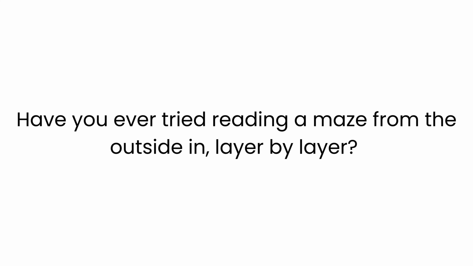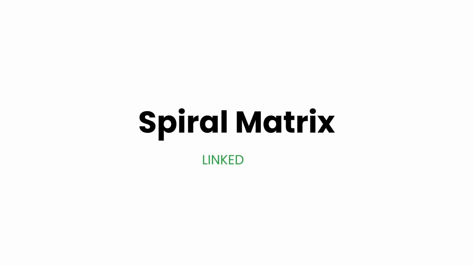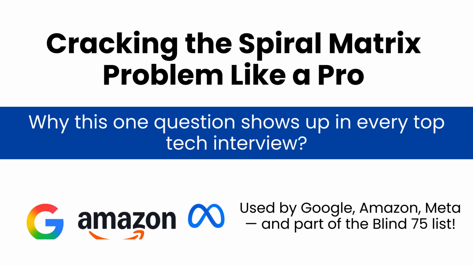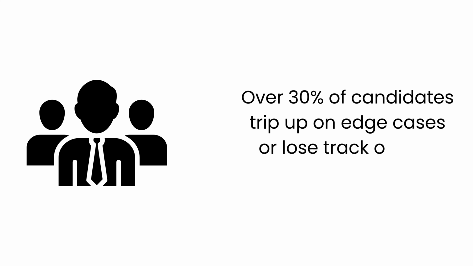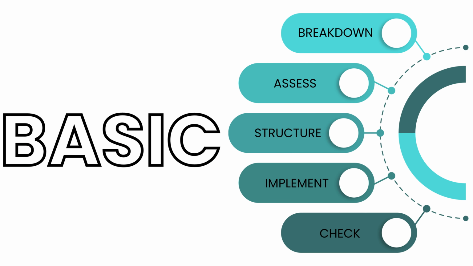Have you ever tried reading a maze from the outside in, layer by layer? Spiral Matrix is a Pattern Mastery 100 classic and a frequent test at Google, Meta, and Amazon. Over 30% of candidates trip up on edge cases or lose track of their boundaries. Master this, and you'll ace any 2D traversal or matrix boundary manipulation question. Let's break down Spiral Matrix using the basic approach, so you'll confidently handle any 2D matrix traversal in an interview.